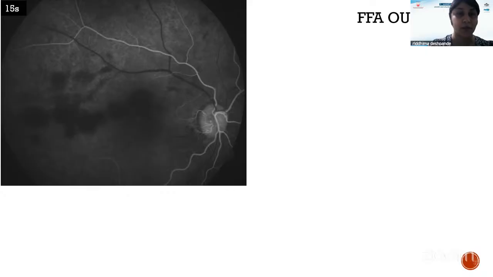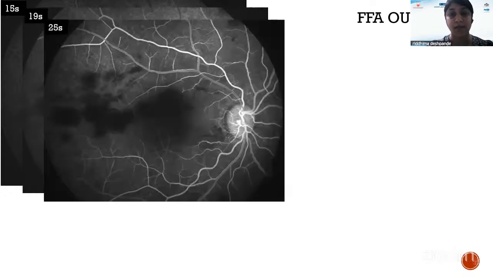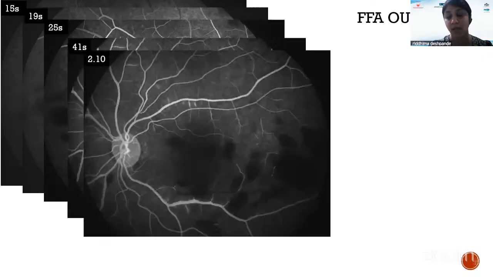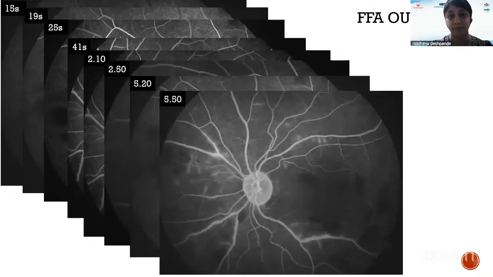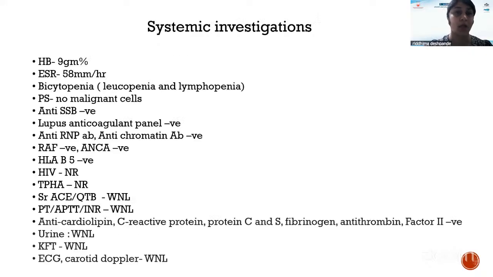On angiography, the arm to retina time was normal, but the choroidal flush was a little reduced. There were multiple areas of blocked fluorescence and enlarged foveolar vascular zone. There were capillary non-perfusion areas, delayed filling of arterioles in both eyes, and along with that, there was staining and leakage from vessels in both the eyes. So this was diagnosed as occlusive vasculitis in both eyes, and we referred her to a physician, a rheumatologist, and a cardiologist for a complete workup.